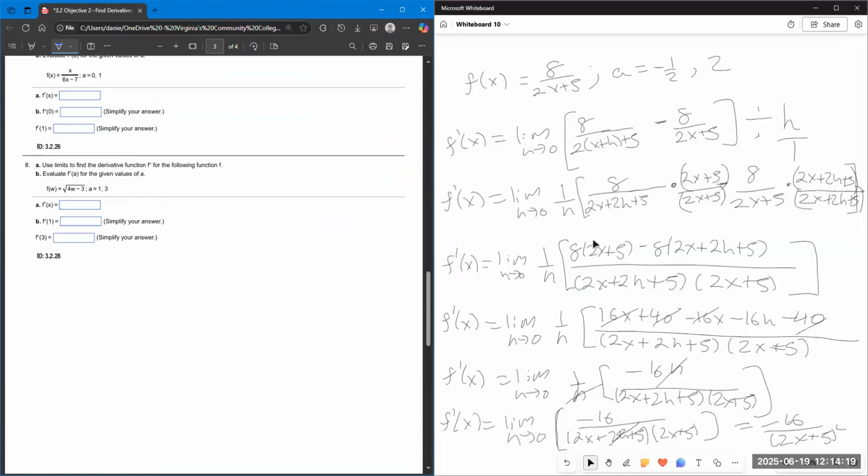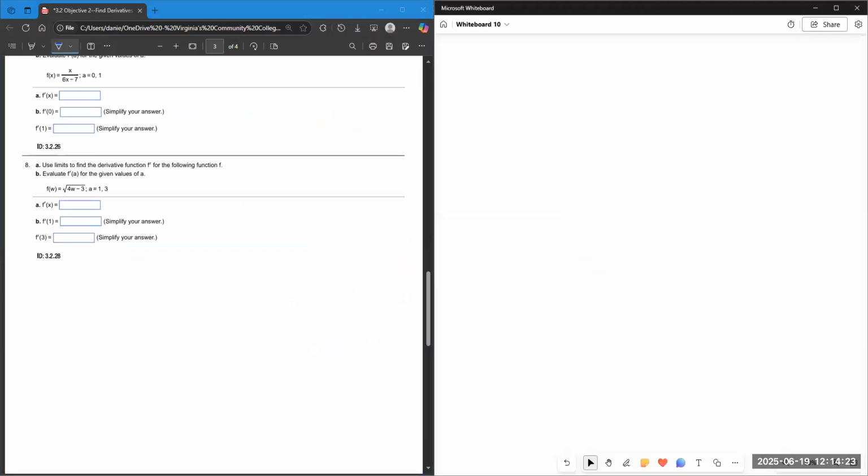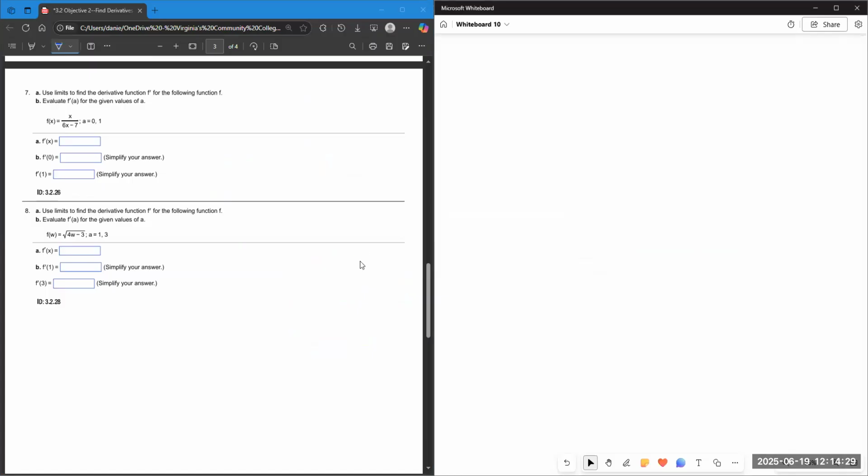Number 7. This one's a more difficult fraction, but let's go ahead and work through it. f of x is x over 6x minus 7. a is 0, and then a is 1.